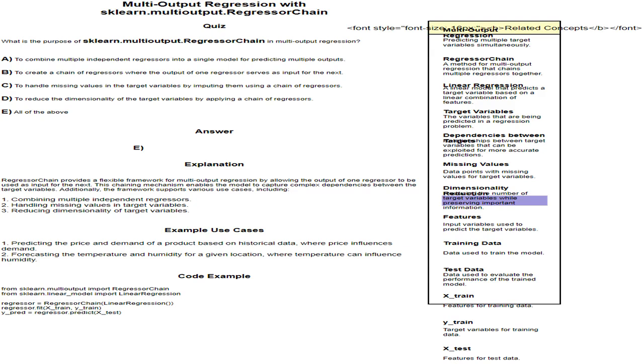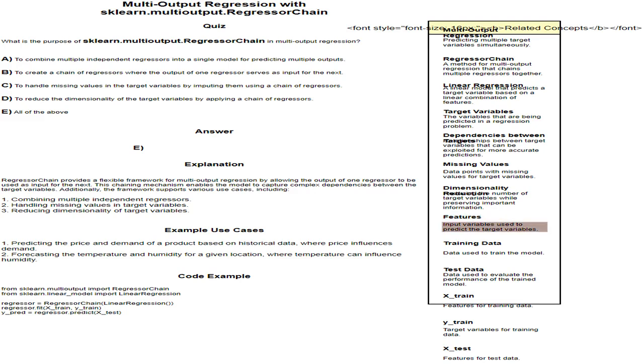Dimensionality reduction: reducing the number of target variables while preserving important information. Imagine you have a dataset with several health indicators like blood pressure, cholesterol levels, and heart rate. Instead of predicting each individually, you could use dimensionality reduction to predict a single composite health score that represents the overall health status of the patient, simplifying the model and potentially improving its performance.